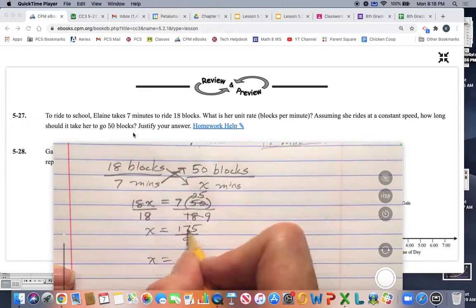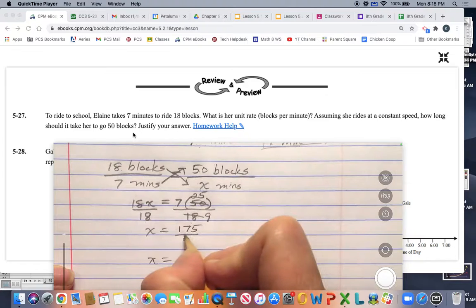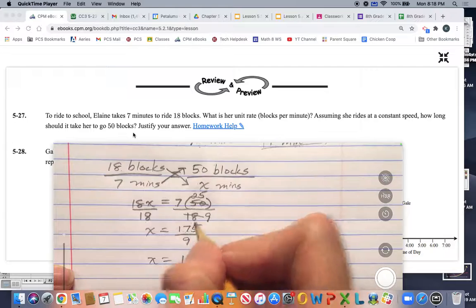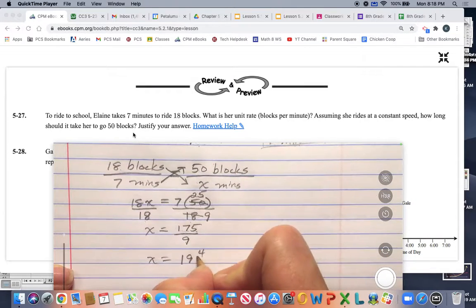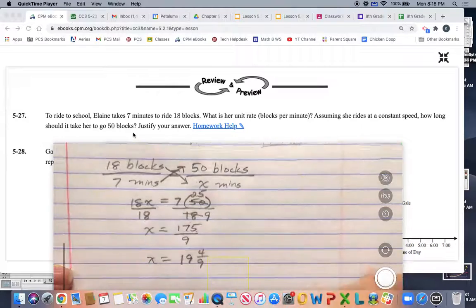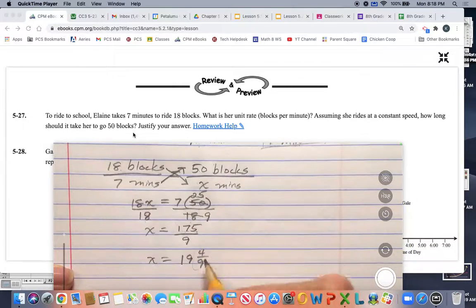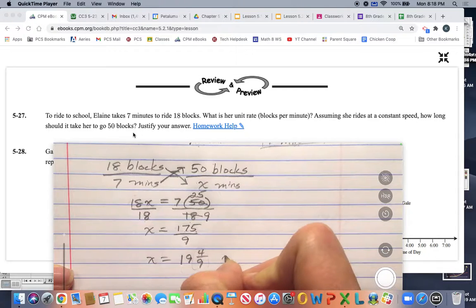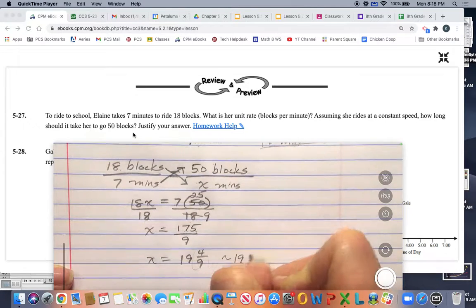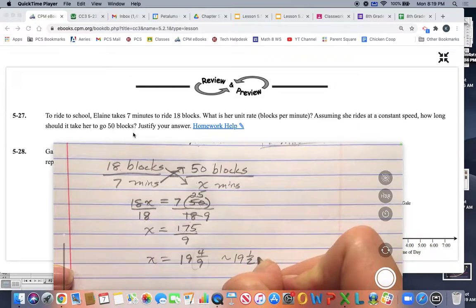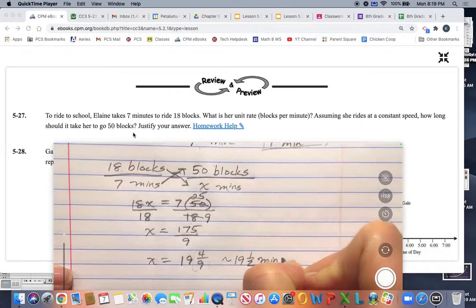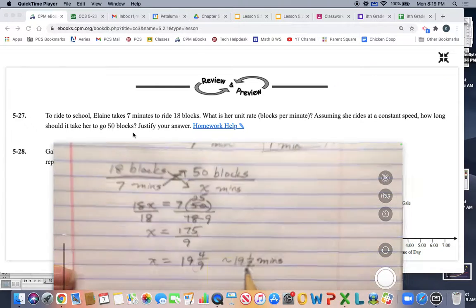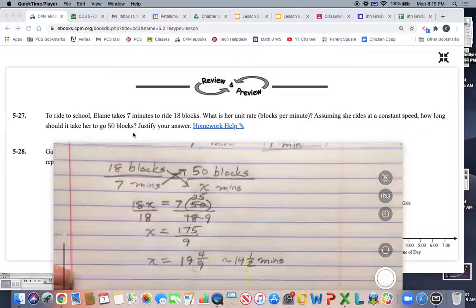So 9 will go into 17 once, and there will be 8 left over, so that'll be 85. 9 goes into 85 9 times with 4 left over, so 4/9. So that's almost a half. So we could say about 19 and a half, and our x is in minutes. Okay, so it will take her about 19 and a half minutes to go 50 blocks.